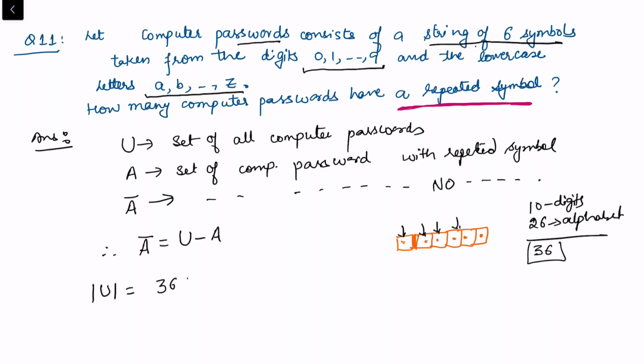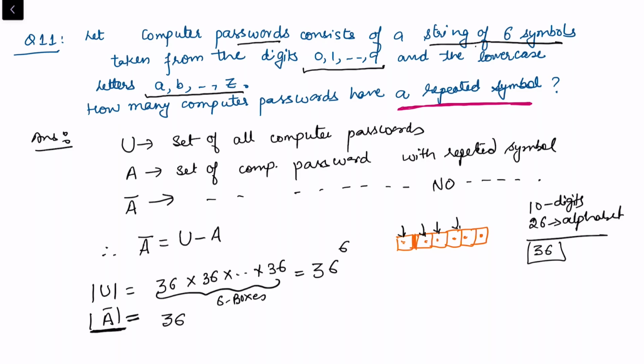So here, that means 36 into 36 up till 36. And how many possibilities do we have? We need 6 boxes, or 6 placements, 6 symbols. So that means we have 36 raised to power 6. And for A bar, we have said that no repetition is allowed. So now I am taking those where no repetition is allowed. That means if for the first position we have 36, for the second we only have 35 choices, and then we have 34 choices. I am eliminating the choice which we have already used. So this means no repetition is allowed. There are 6 symbols.